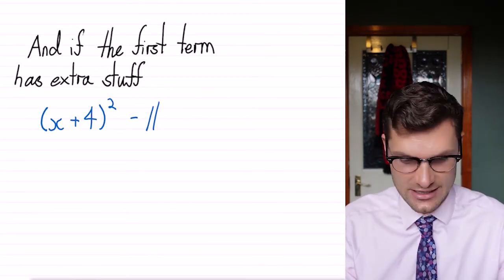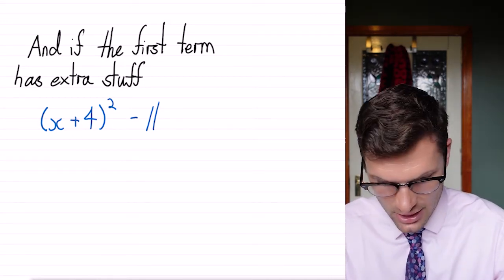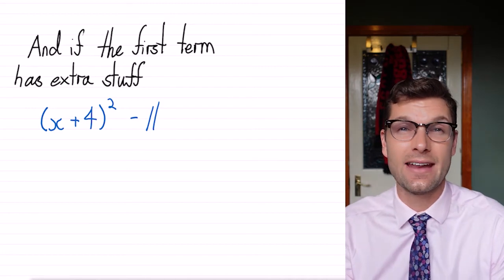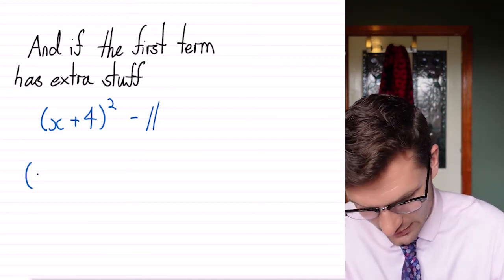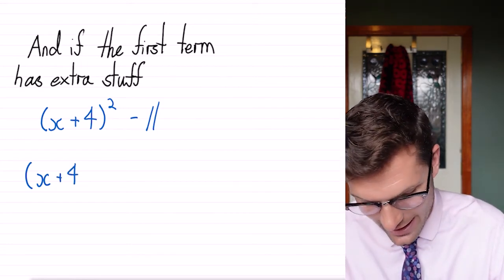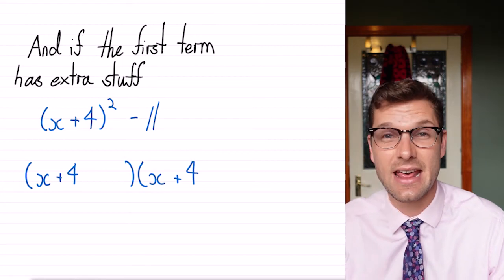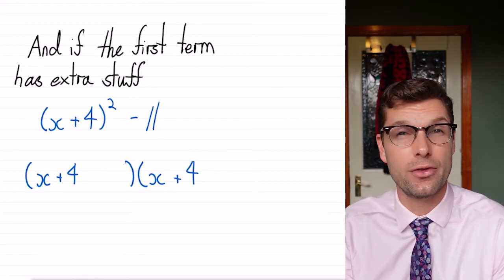We can also do this if the whole first term is squared in brackets. So for this one, we've got x plus 4 squared. That's our square term. So here, instead of just writing our x like we did in the last one, we're going to write x plus 4 twice, because that is squared in both terms.